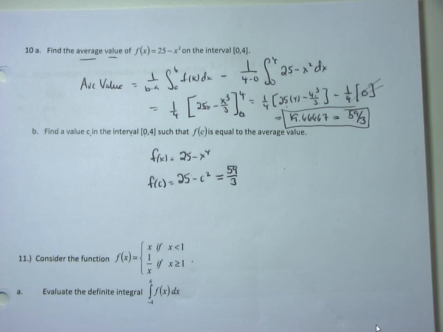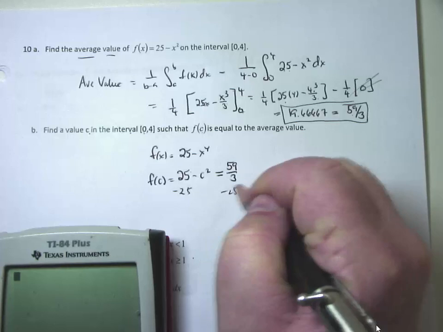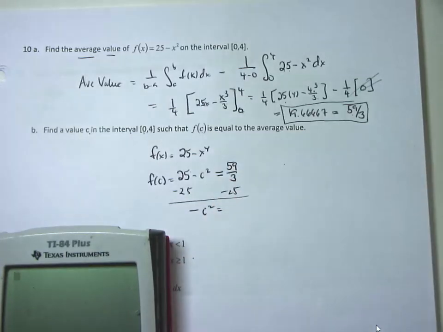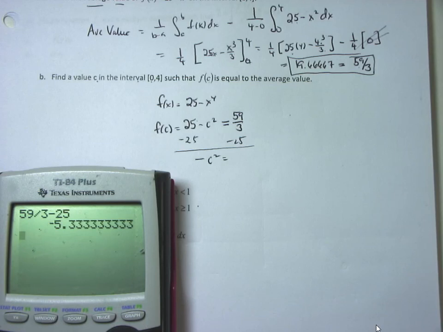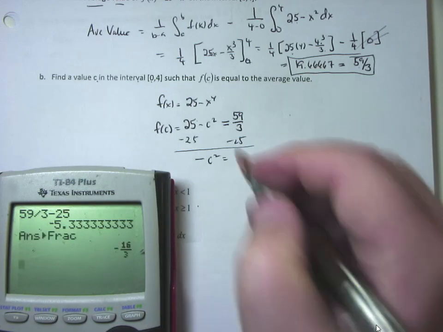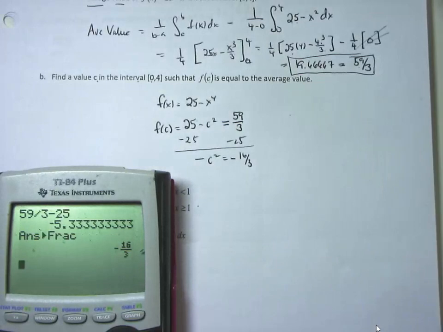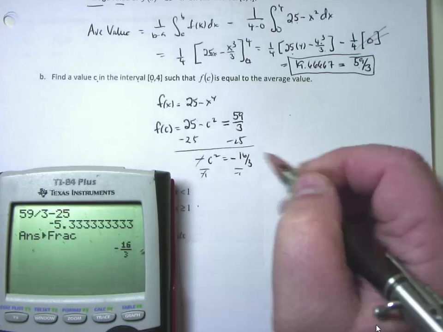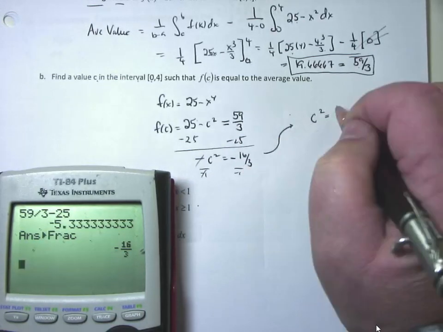So how would I solve this thing for c? I would subtract 25 from both sides. This gives me negative c squared equals, and I'm going to put it on the calculator so you guys can see this, 59 thirds minus 25. I'm going to just make it a fraction out here. That gives me negative 16 thirds. What's my next move in terms of algebra? I'm going to divide by -1. Get rid of the negative first. So this gives me c squared equals, negative divided by negative is positive, 16 thirds.